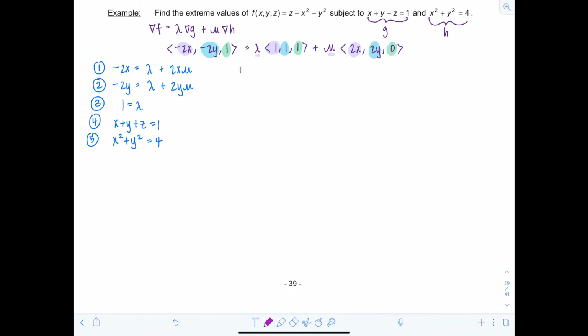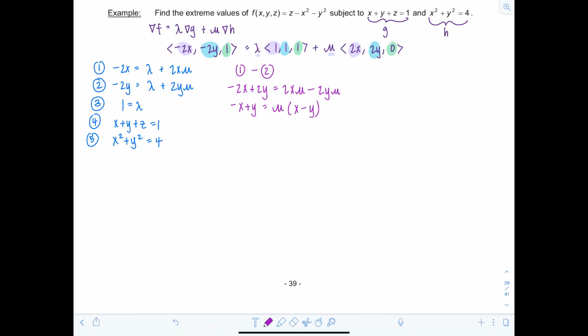So if I take equation 1, subtract equation 2, I'm going to have negative 2x plus 2y. Now the lambdas are going to cancel out, and then I have 2x mu minus 2y mu. And then I notice I can divide everything out by 2, so I'll have negative x plus y is equal to, and then why don't I just factor out that mu also while I'm at it on the right hand side, so mu times x minus y.